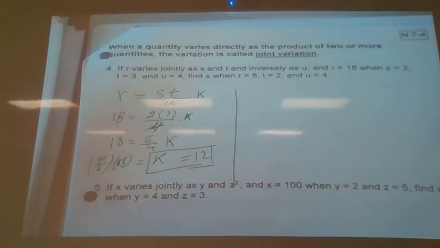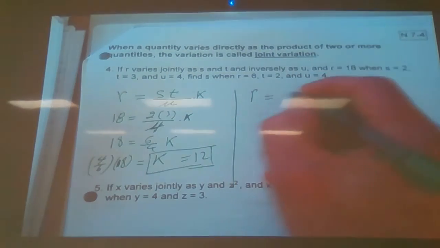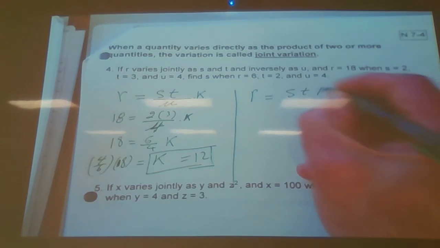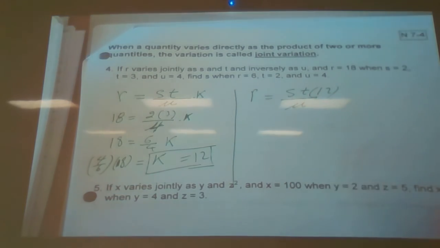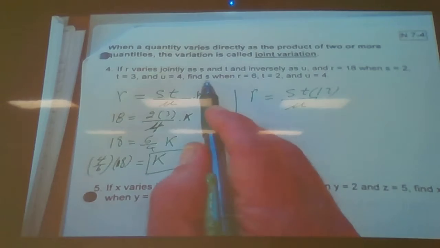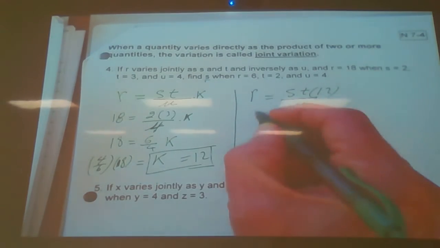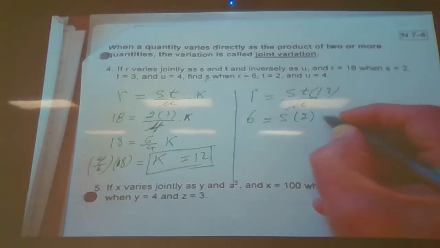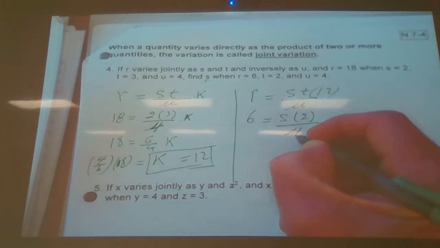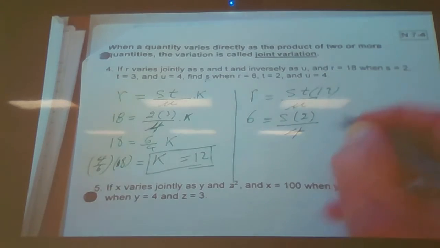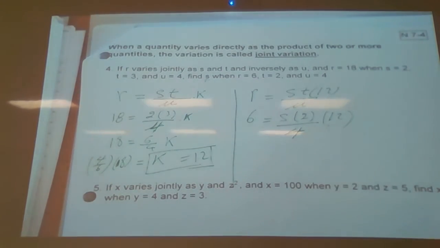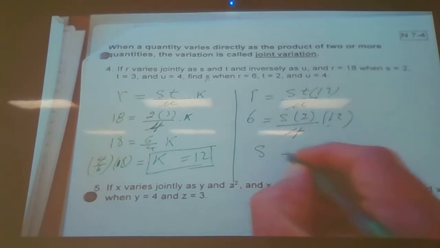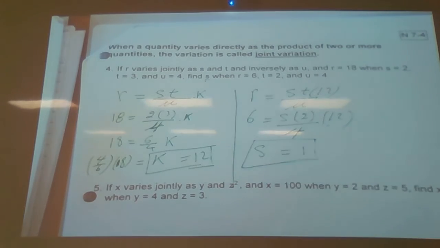Once you find k, you rewrite the whole thing with the k being 12. Now read the question. They're looking for s when r is 6, here's s, t is 2, and u is 4, and there's the k. Take care of your numbers, multiply and then divide through, and what I found is that s is equal to 1.